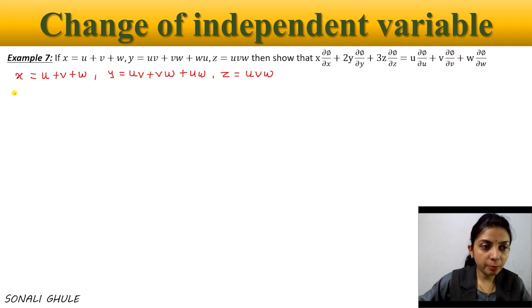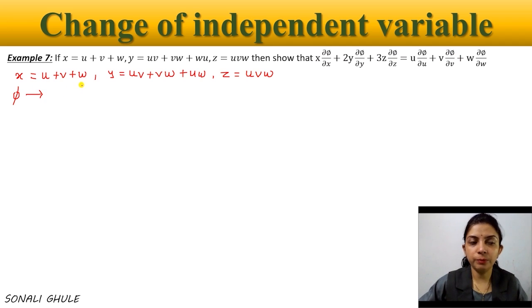So I can write here dependency. Phi is depending on maybe xyz, we can directly write, or uvw, because we don't have a function of phi in terms of xyz and uvw. Okay, but we have values of xyz in terms of uvw. Means your xyz is depending on uvw, right? So suppose your phi is depending on xyz and xyz is depending on uvw. So here I can derive the chain rule now.